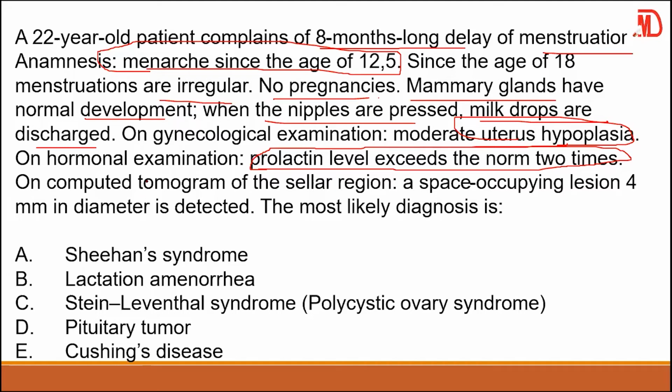And again, look at it. On CT scan, sella turcica, the pituitary gland sits on the sella turcica like a king. A space occupying lesion 4 millimeters in diameter is detected. That means it is bigger than normal. So what are we looking at over here? We are looking at a problem or a tumor of the pituitary gland.